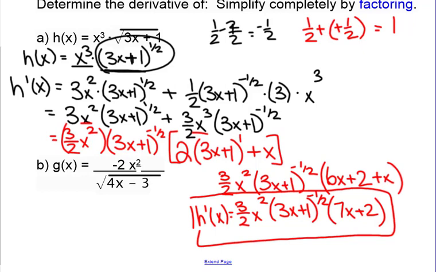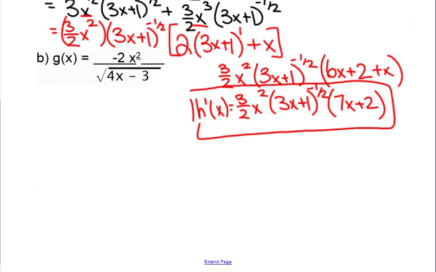So now if I look at my second one, I'm going to do this one in blue, just because, different colors.